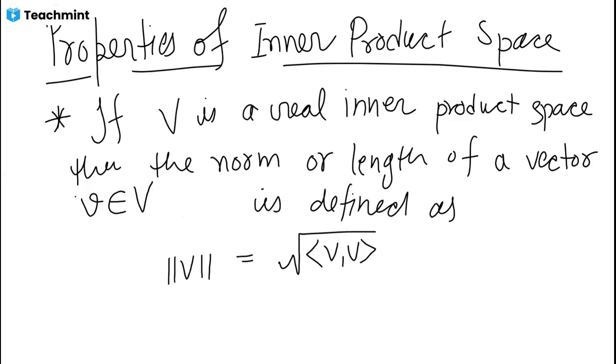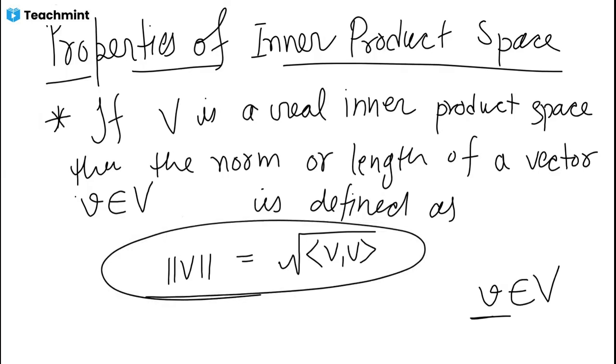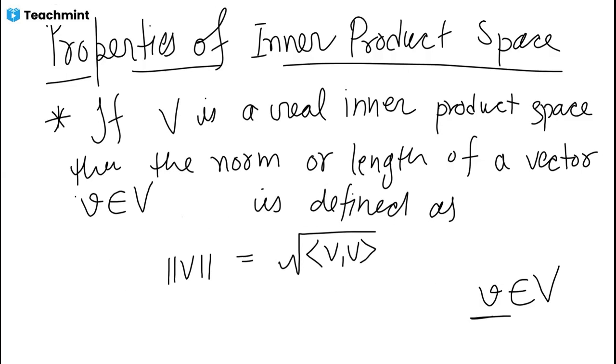Are you getting this? Yes, ma'am. If you want to ask again, then I'll explain again. Just simple: this small v is a vector of the inner product space. Then its norm can be defined by using this formula. So basically v squared under root. Exactly. We are multiplying it to itself. Yes. Okay.